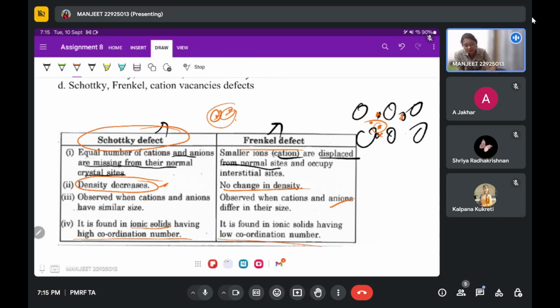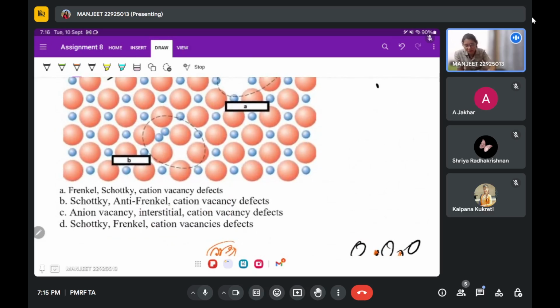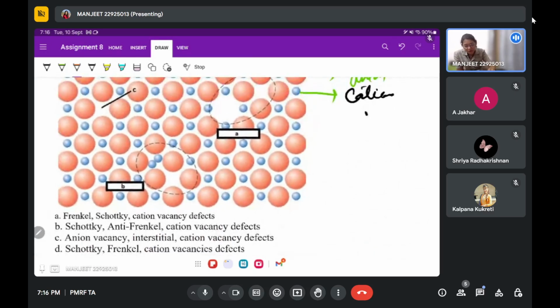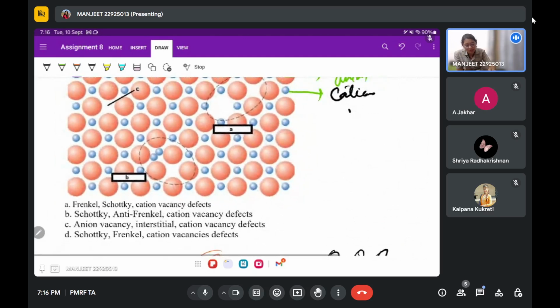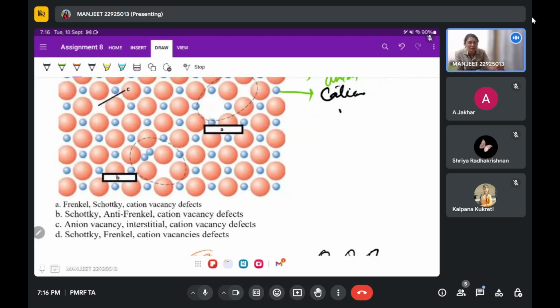So moving to this question, you have to find Schottky, Frenkel, and cation or anion vacancy, for the parts representing A, B, and C.